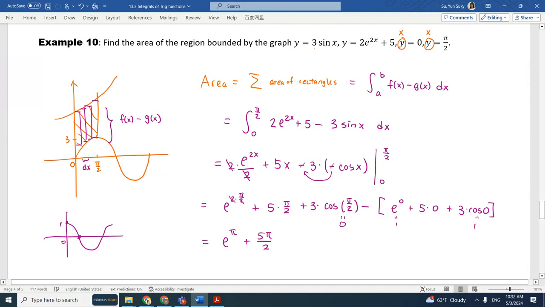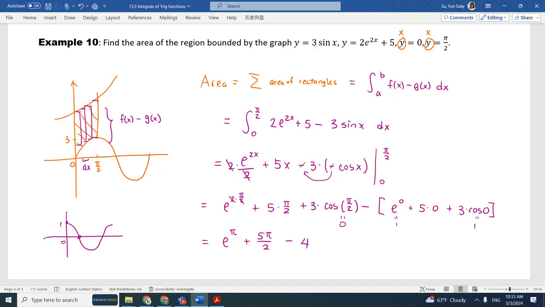Yes, also 1. Look at this. 1 plus 3 is, oh yes, everybody? So this is minus 4. Okay, so just leave it like that.